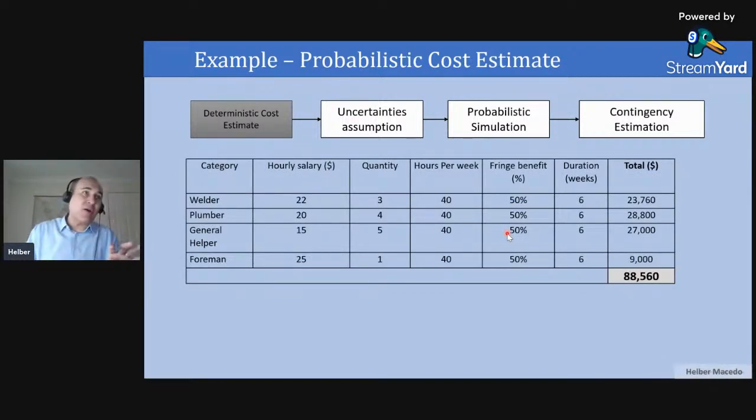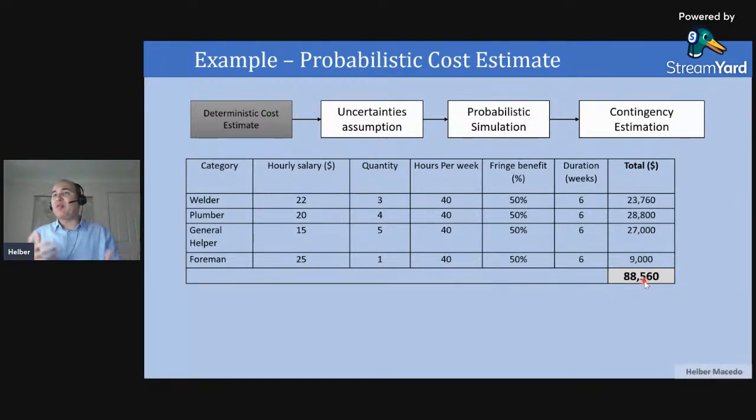So how do I calculate the cost? I'm getting these inputs here: the salary per hour, the quantity of professionals, how many hours they will work per week, what the benefits are, and what the duration is. Then I will apply the equation that you saw in the previous slide, and I will get my deterministic cost.